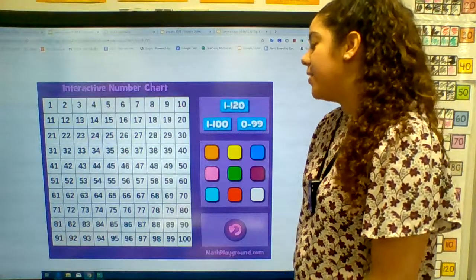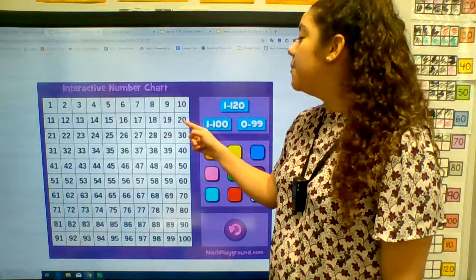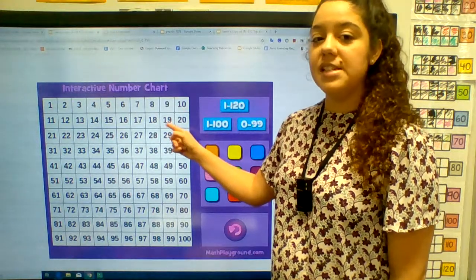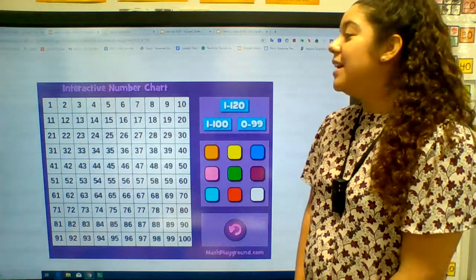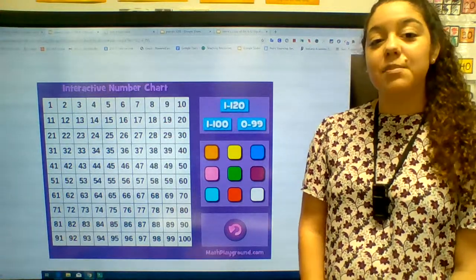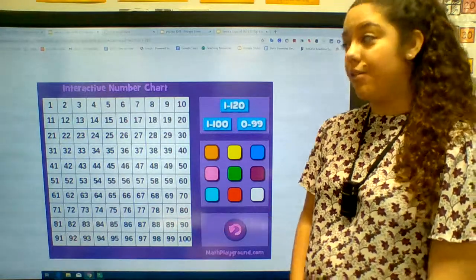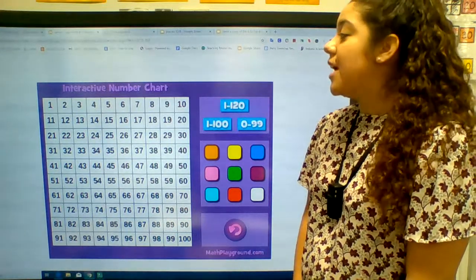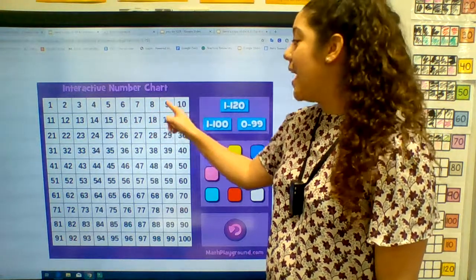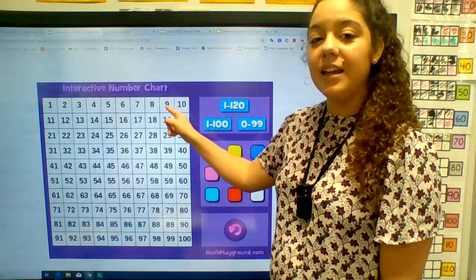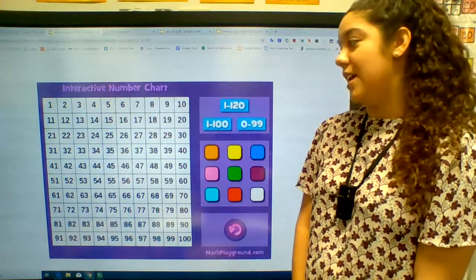Let's try another number. I'm going to pick 20 this time. The number that comes right before 20 is 1 less. That's 19. Now I can also find numbers that are 1 more. That's the number that comes 1 after it. I'm going to try with the number 8. The number that comes right after 8 is 9. So I can say 9 is 1 more than 8.